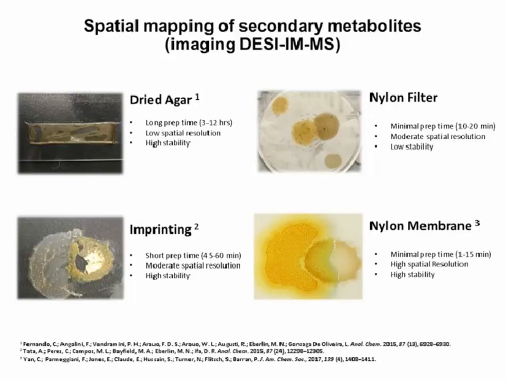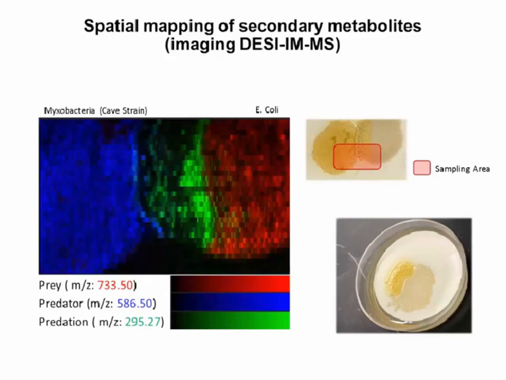So what we found is that, using a strategy first described by Baran and coworkers, a nylon membrane is the most effective method for highly resolved and sensitive molecular images, in particular for these untargeted strategies. What this involves is laying a nylon membrane on top of the agar and growing the bacteria directly on top of it. The nylon membrane allows for unprecedented sampling of these different microbes.